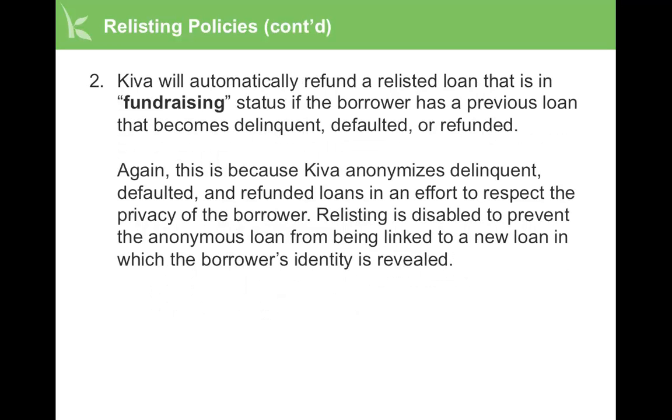Kiva will automatically refund a relisted loan that is in fundraising status if the borrower has a previous loan that becomes delinquent, defaulted, or refunded. Again, this is because Kiva anonymizes delinquent, defaulted, and refunded loans in an effort to respect the privacy of the borrower. Therefore, relisting is disabled to prevent the anonymous loan from being linked to a new loan in which the borrower's identity is revealed.